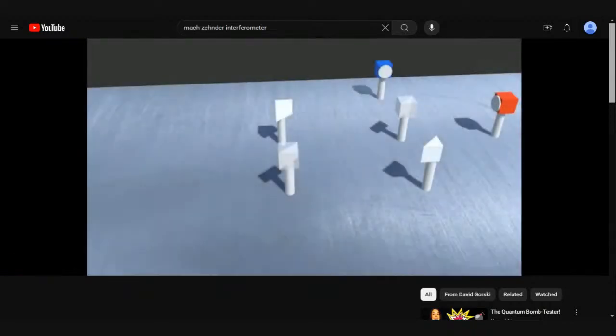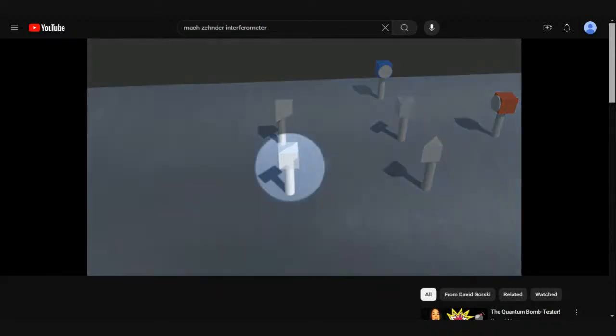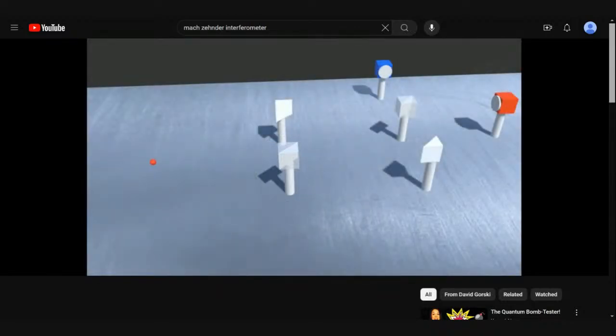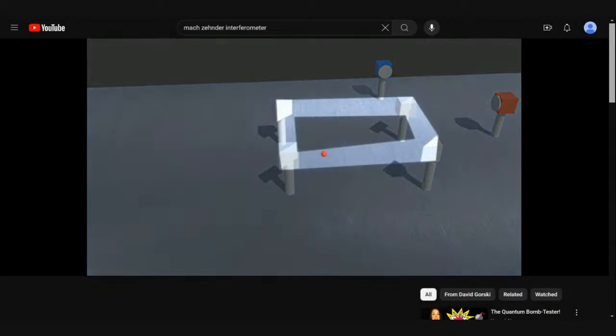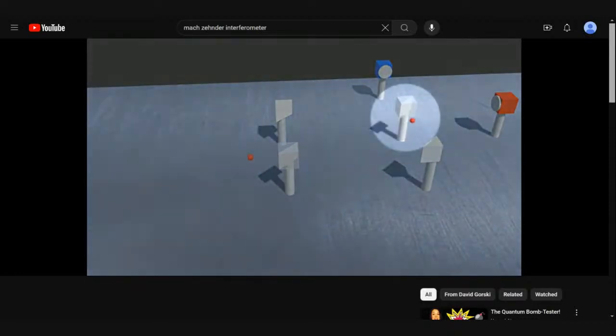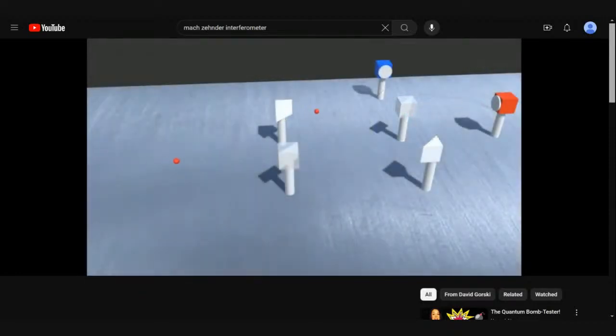This is a Mach-Zehnder interferometer. It consists of a half-silvered beam splitter, where incoming light is split between two paths. These two paths then lead to another half-silvered beam splitter, where the light is recombined. The path length of each arm can be adjusted by moving the associated mirror.